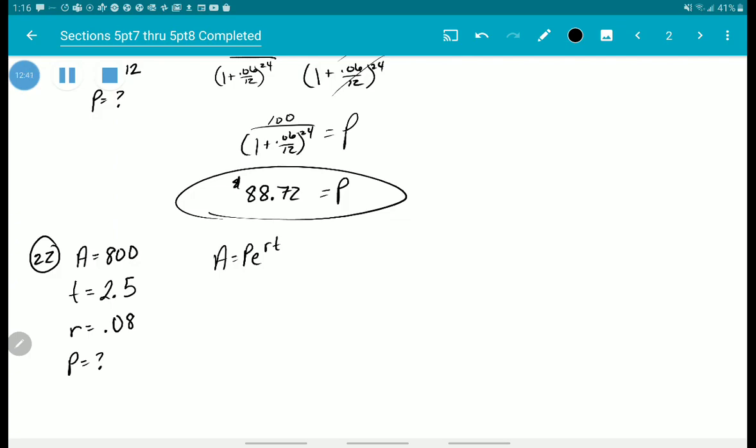Let's substitute in everything we know. 800 equals P E to the R times T. So I'm going to simplify that exponent. 0.08 times 2.5 is 0.2.